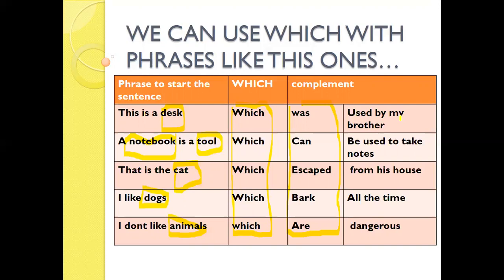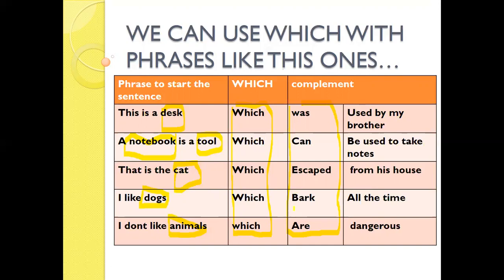A notebook is a tool which can be used to take notes, okay? Which can be used to take notes. I'm giving a characteristic about a notebook and explaining what it is used for. That is the cat which escaped from his house. I'm giving a characteristic of this cat because there may be other cats, but this is the one that escaped from his house. I like dogs which bark all the time, okay?